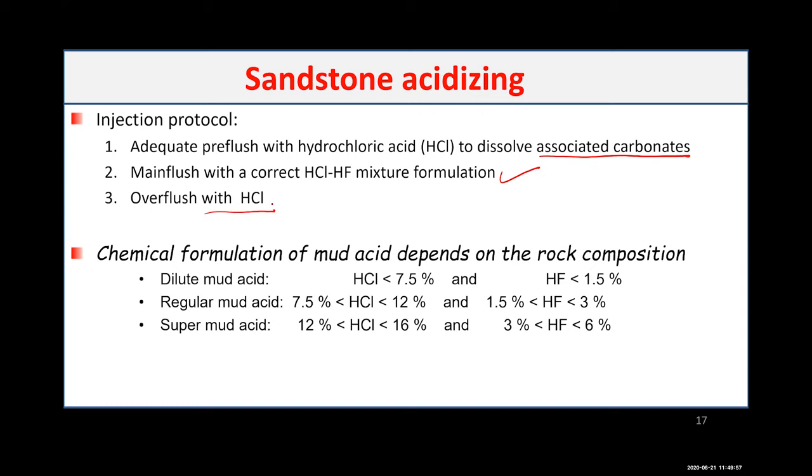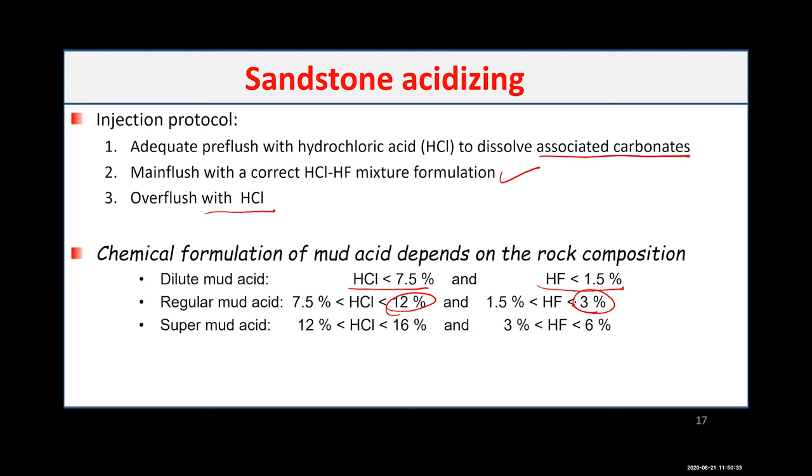There are different concentrations that you can select depending on your situation. If your damage is not severe, is pretty small, in this case we recommend what we call diluted mud acid, which is HCl less than 7% and hydrofluoric acid less than 1.5%. Very small amount of HF. If your damage is normal, in this case we'll go with what we call regular mud acid, which is typically between 7.5 and 12% HCl. And I believe usually we go with 12% and 3%.